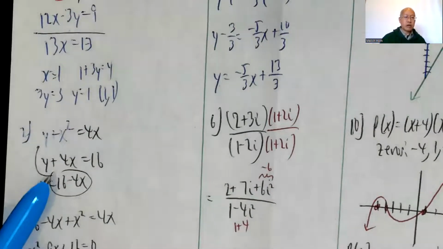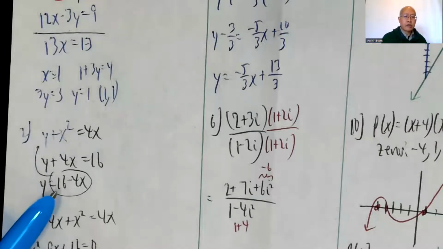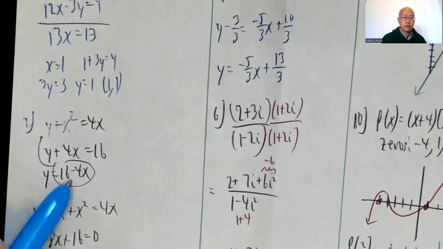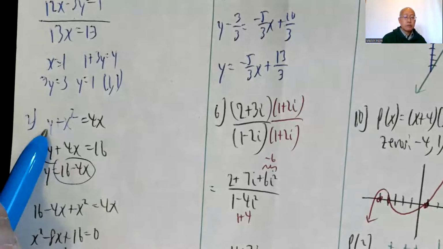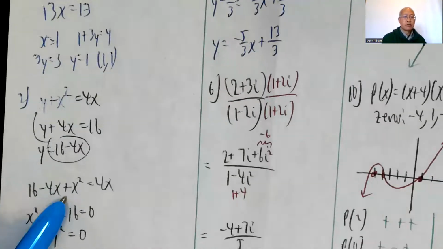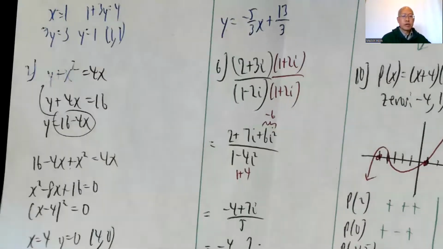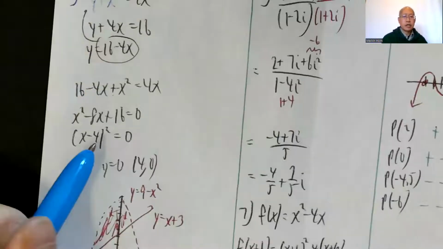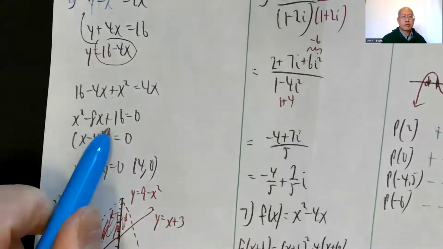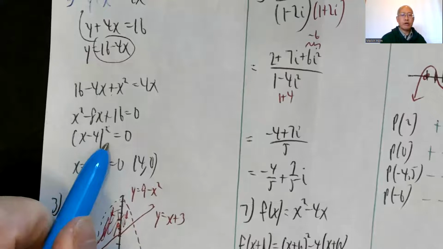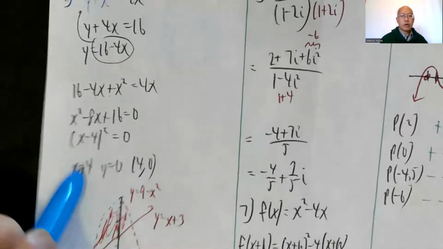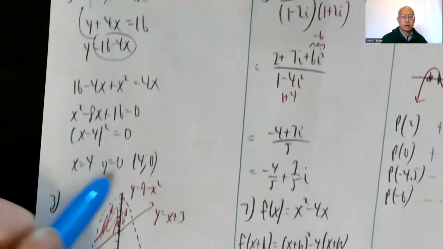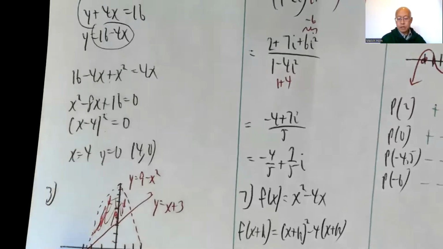Number two, second equation, I solve for y equals 16 minus 4x. So then plug that back into the first equation: 16 minus 4x plus x squared equals 4x. Subtract 4x on both sides. Factor x squared minus 8x plus 16. That's (x minus 4) squared. So that gives me x equals 4. Plug in 4 here, I get y equals 0. So the point is (4, 0).